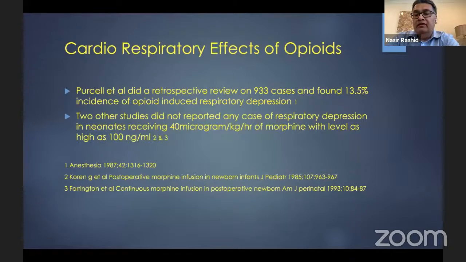Now, the flip side is that by the time you're using opioids, most of these infants are already intubated. So I'm not terribly concerned about the respiratory depression effect of either fentanyl or morphine on these infants. And as I mentioned, the cardiorespiratory effect was studied in about 900 plus infants. And they found that the incidence of respiratory depression is about 13%. But again, these babies are usually intubated. So you are not worried about a severe apnea while managing PPHN.